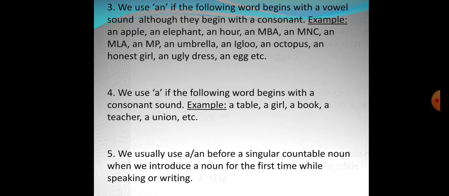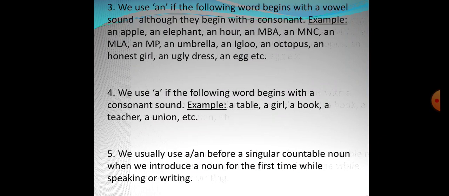So we use a if the following word begins with a consonant sound. Even if the word begins with a vowel but the sound which comes is a consonant sound, we put a before it, like a table, a girl, a book, a teacher, and a union. The words table, girl, book, and teacher begin with a consonant, but the word union begins with a vowel, yet we have added a before the word union because the sound when we pronounce the word union is y. I hope it is clear.